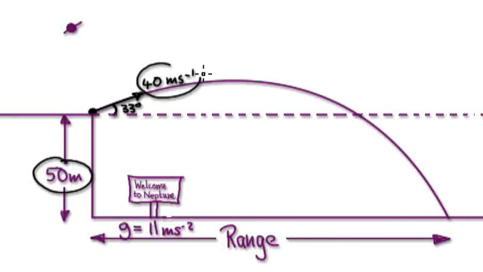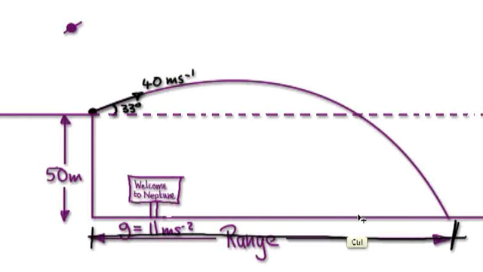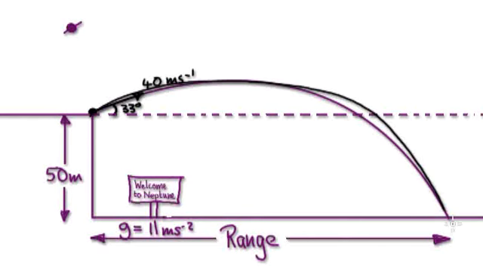You're going to fire a cannonball at 40 meters per second at an angle of 33 degrees. Find out the range. So this is the range here. Find out the range of this cannonball. Try to find out the total flight time.